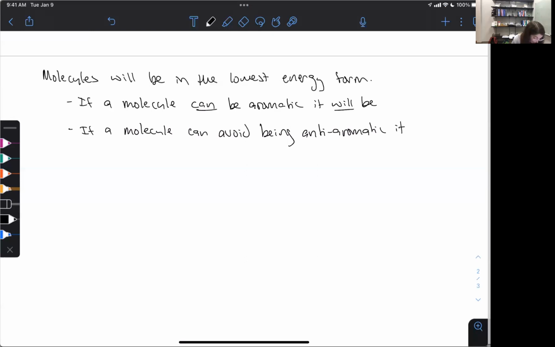Okay, if a molecule can avoid being anti-aromatic, it will also do that. Just like we saw with the cyclooctatetraene, it's much, much better to adopt a non-planar, non-aromatic conformation than an anti-aromatic one. So it's definitely going to just sit in the nice, happy, non-aromatic zone and not be anti-aromatic if it can avoid it at all costs. So always keep in mind that non-aromatic is better than being anti-aromatic.